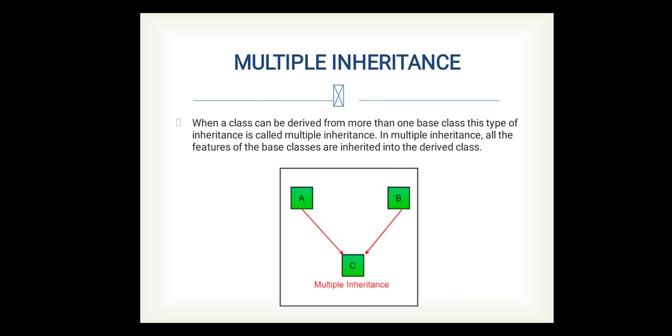Second is multiple inheritance, when a class can be derived from more than one base class. This type of inheritance is called multiple inheritance, meaning a child has many parents, or we can say it is inherited from many parent classes. So it is called multiple inheritance. All features of the base classes are inherited into the derived class.